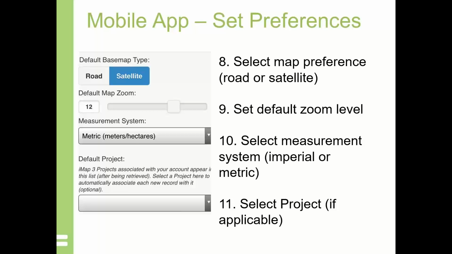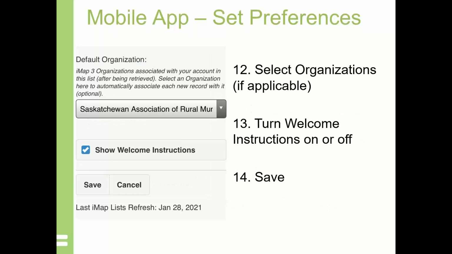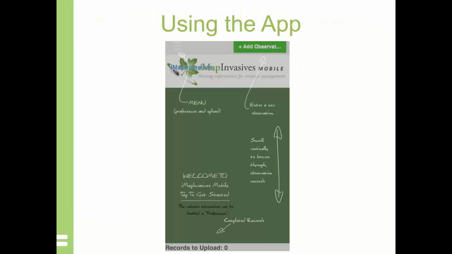And then if your iMap account is associated with any projects, you can select a default project. But if you don't have any projects, that's fine. You can just leave that blank. And the same thing for organization. If you have any organizations associated with your iMap account, you can select a default one, but you also don't need an organization. You can turn your welcome instructions on or off. I always leave them on, and then you save. And so now we've set our preferences.